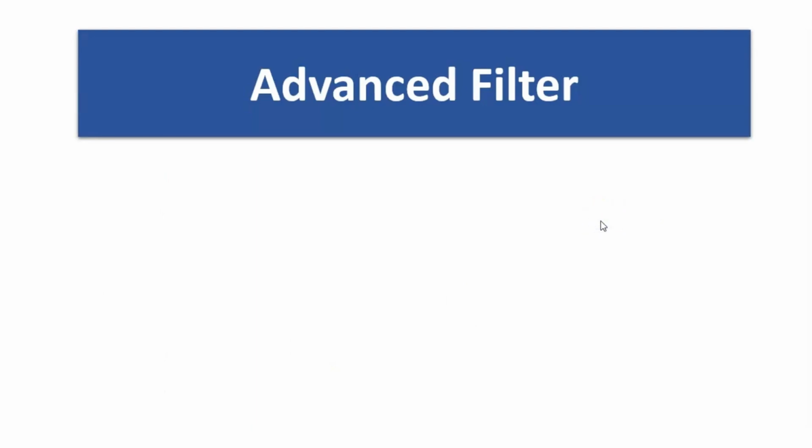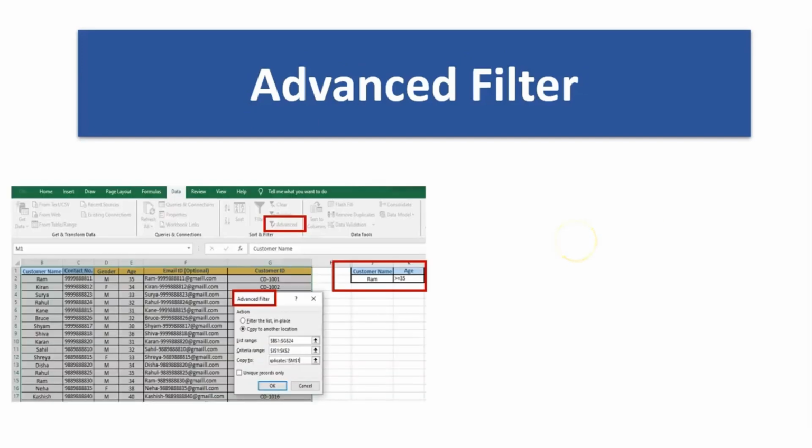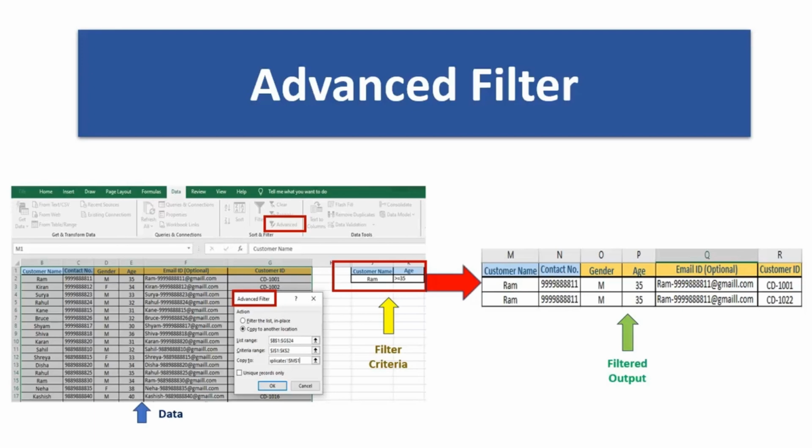Here we will try to get a high level understanding of the working of advanced filter. The advanced filter is an option present inside the Data tab. It requires input data or the source data and the filter criteria based on which the source data would be filtered. Then it copies the filtered output to a mentioned location. So here we can see that the records where customer name is Ram and age is greater than 35 are our filtered output. Let us now move to our Excel sheet.